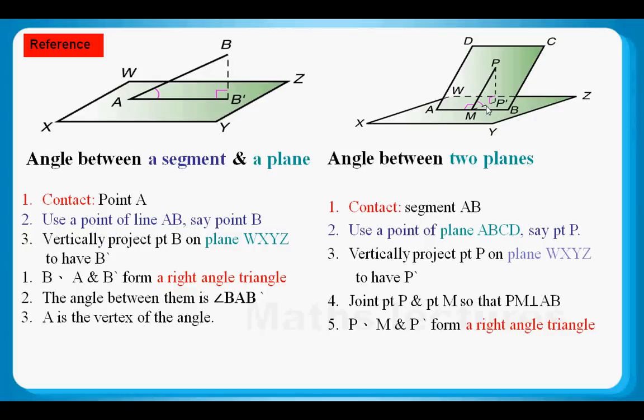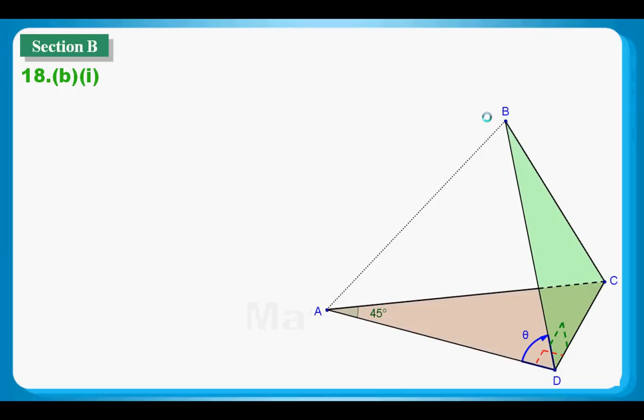That means if we want to find an angle between two planes, we have to find two lines, and these two lines must be perpendicular to the contact segment. Okay, so in our case, the angle between these two planes is angle P and P dash. The vertex of this angle is N. So let's see what we can do here.